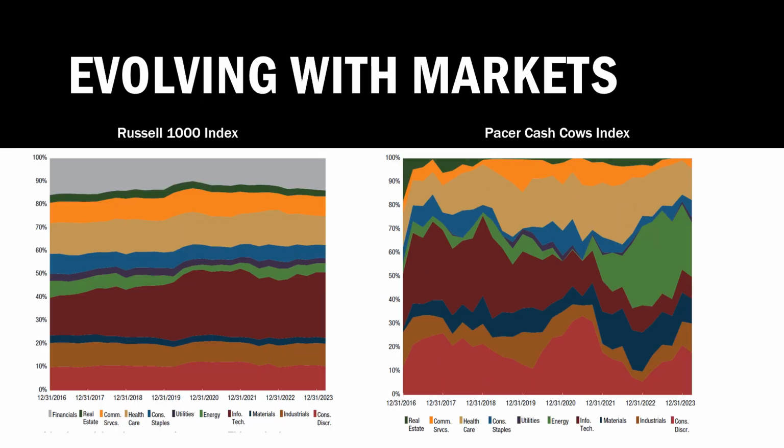Now, one of the attributes that makes factor-based ETFs so attractive is their ability to evolve with changing market conditions. On the left-hand side, again, we have that Russell 1000 index, what those respective sector weights were. On the right-hand side, in contrast, we have the Pacer Cash Cows Index. That is the index that, in essence, will go out and own the most profitable companies, and will periodically rerun those screens. And so, as a company's profitability either increases or decreases, that company will likely be added or removed from the index. That gives investors, again, the opportunity to own the most profitable companies at any given time.